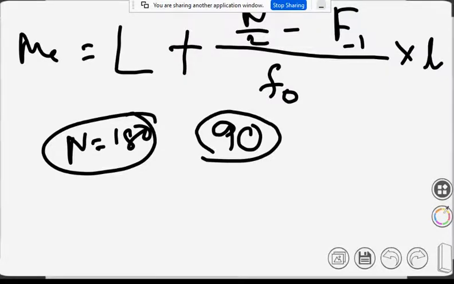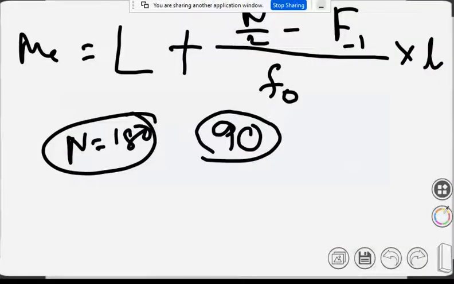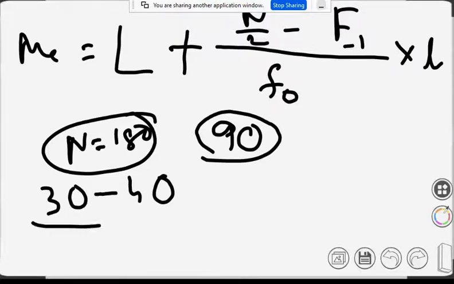So for which class is the cumulative frequency just greater than 90? 30 to 40. So that means our median class is 30 to 40. Yes, sir. So that is our median class. So the median class is 30 to 40.